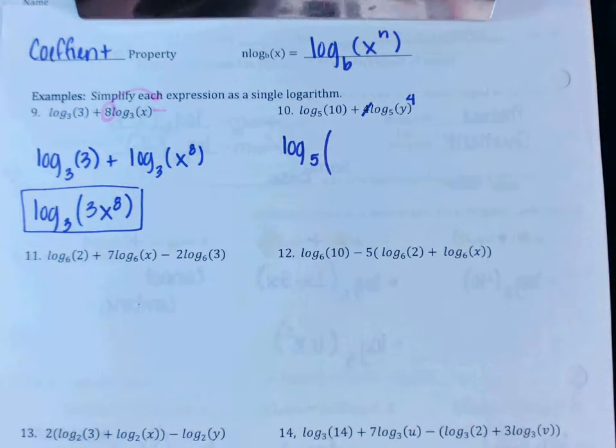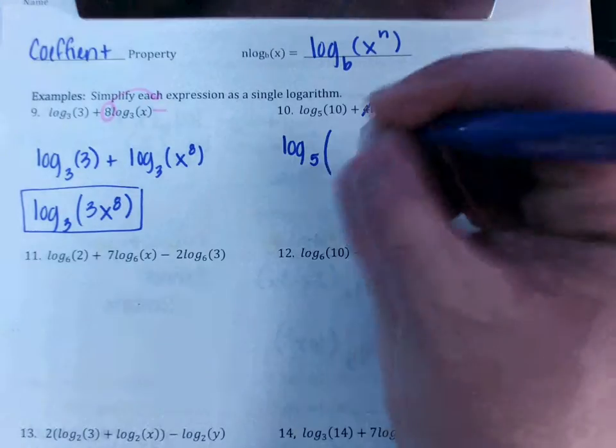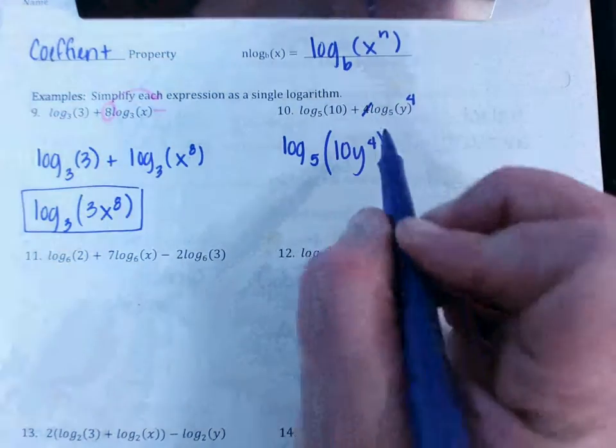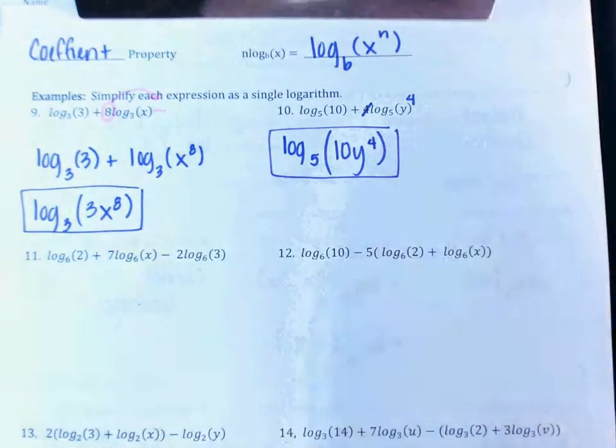And then what's going to go on top? Oh, wait, hold on. We're multiplying. So it'd just be 10y to the 4. Good? Okay.